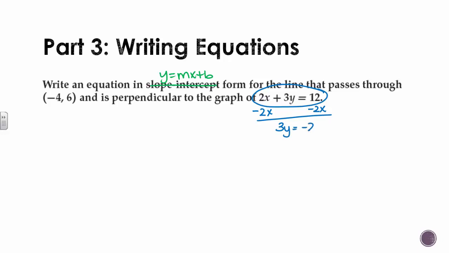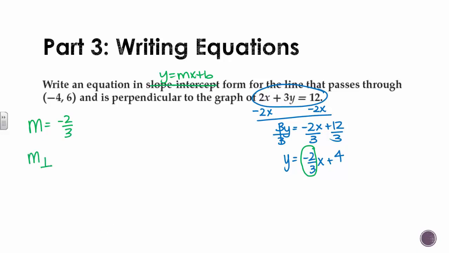So if I move over my x's and divide everything by 3, this line becomes y = -2/3 x + 4. And remember, the only thing we need is the slope. I don't care about anything else. So the slope is -2/3. Remember, I want to find the line perpendicular to it. So what I have to do is take this and flip it over, so it's 3/2, and change the sign. So it's +3/2. That's going to be my new slope.